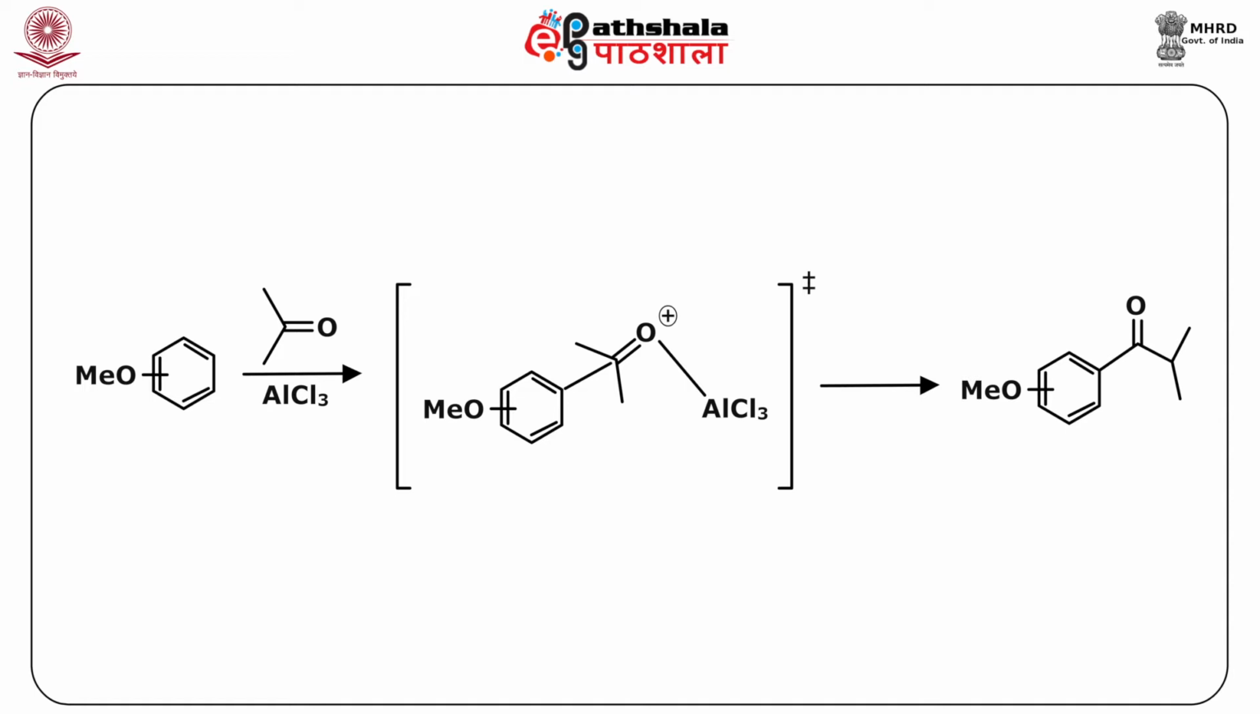Here also sigma plus values were used for electron donating groups. A linear relationship was witnessed with an observed value of rho plus equal to minus 0.49. Now you can see here how the Friedel-Crafts acylation is taking place and how the sigma plus values are varying for electron donating groups such as OMe, as in the case of anisole.